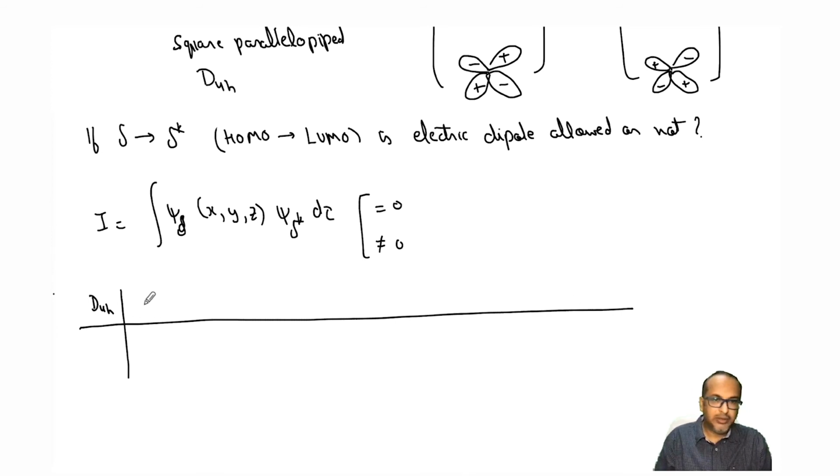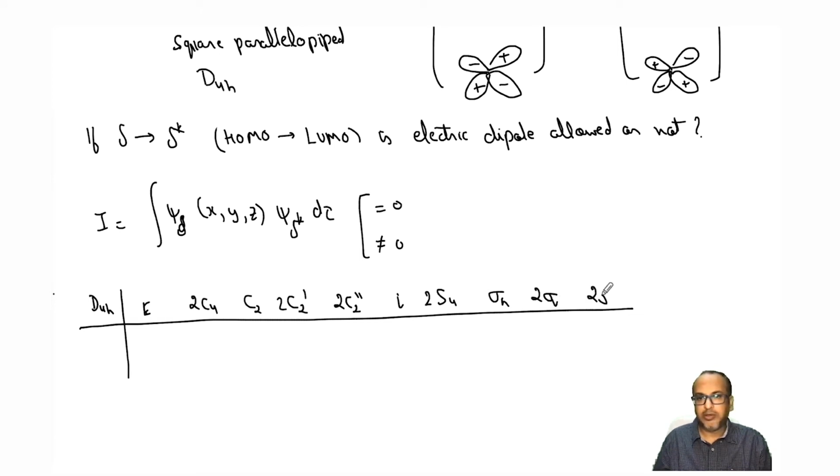So this will be 2C4, C2, 2C2 prime, 2C2 double prime, i, S4, E2, sigma h, 2 sigma v, 2 sigma t, right?